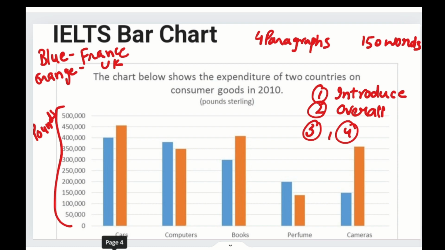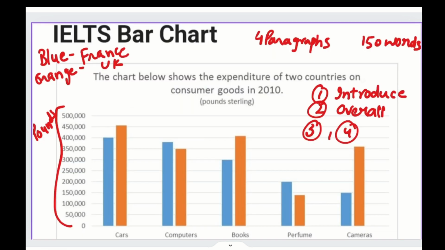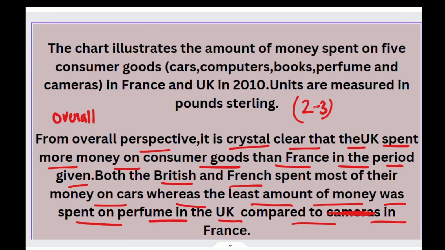Now you have to write your explanation, your report writing. The first paragraph is the introduction, where you just have to rephrase the whole statement. Like, the chart below shows the expenditure of 2 countries on consumer goods in 2010. You have to write your first introduction paragraph in 2 to 3 lines. The chart illustrates, we just change the statement. The chart illustrates the amount of money spent on 5 consumer goods, cars, computers, books, perfume and cameras in France and UK in 2010. Units are measured in pounds sterling.